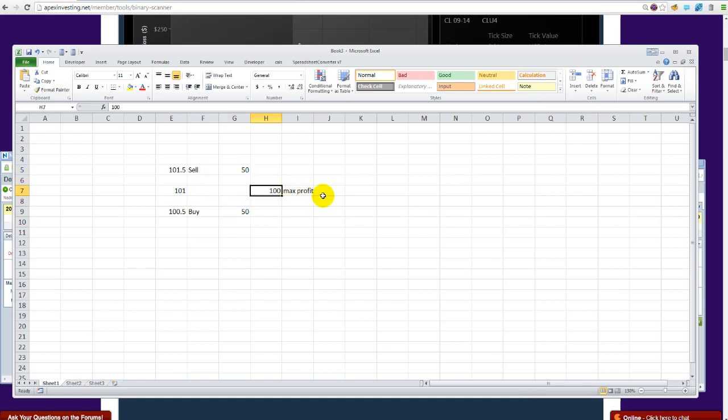This is the number to focus on. Max profit, of each one of these, and then just add them together. That's what I want you to focus on. This is where it gets easier if you'll focus on this number.